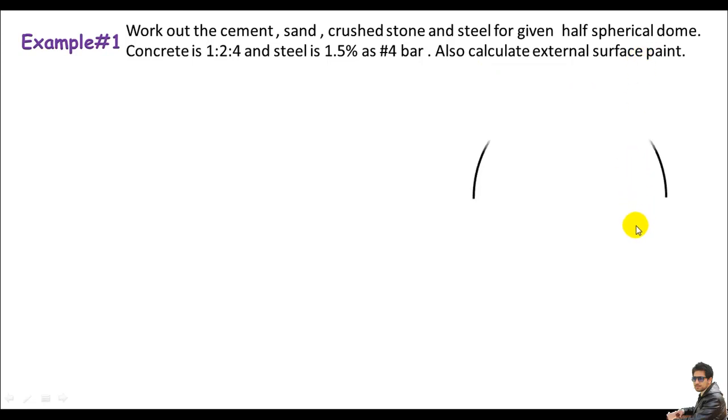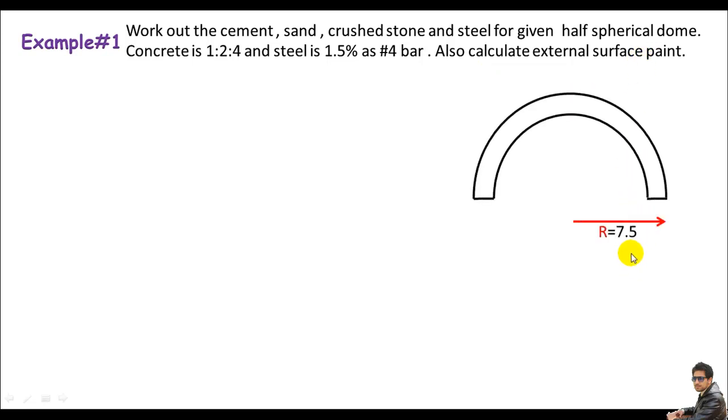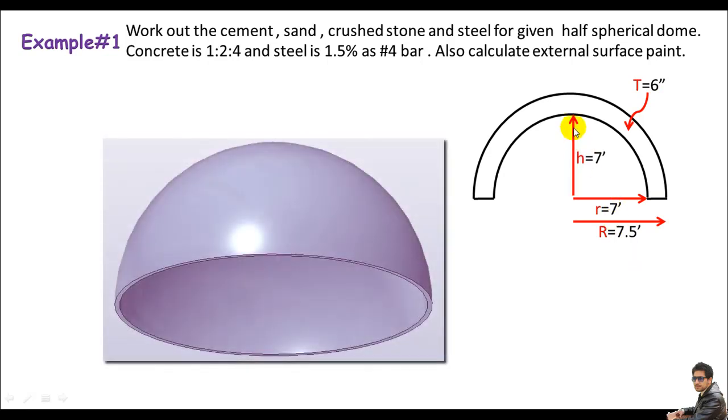And the dome looks like this in this position, right? And remember, the external surface radius is 7.5 and the thickness is 6 inches. If we subtract the thickness from the external radius, we get the interior radius, which is 7, right? So the height or the rise of the dome must be 7 feet. This is a half spherical dome, right? I think this data is quite enough to calculate these materials: cement, sand, crushed stone, and steel, right?